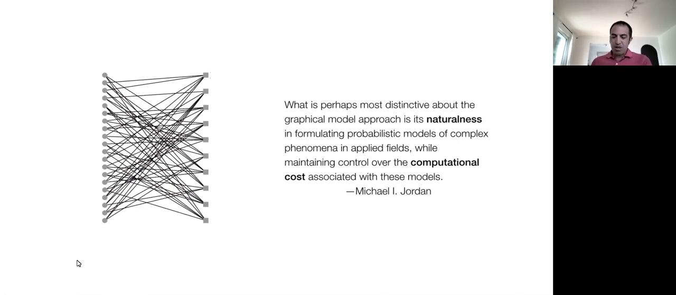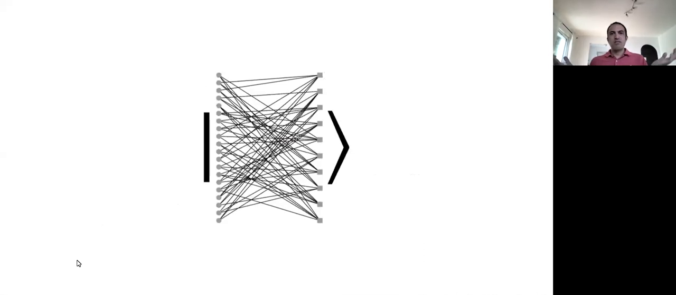He notes that what's most distinctive about the graphical model approach is its naturalness in formulating probabilistic models of complex phenomena in applied fields, while maintaining control over the computational cost associated with doing computation with these models. That's of course directly your topic. These two things together are really fascinating, I think. So of course the question is, can we have quantum versions of this? Let's put a cat around this graphical model.